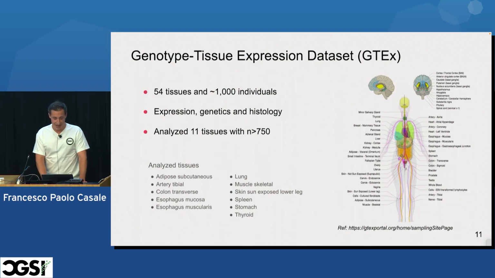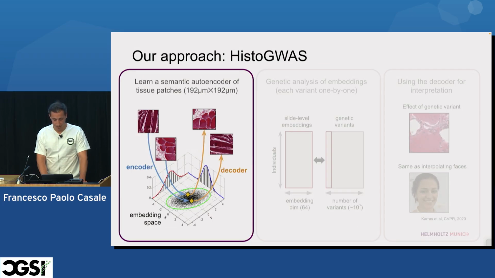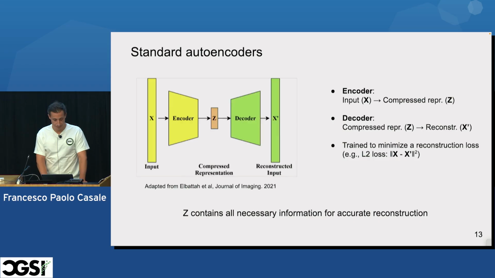And so we did this analysis in the GTEx dataset. This contains expression, genetics, and histology from 54 tissues in 1,000 individuals. And we specifically analyzed the 11 tissues with the highest sample size in the cohort. So let me go a bit more into details on these three steps.